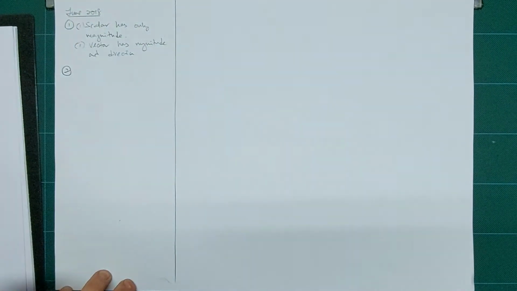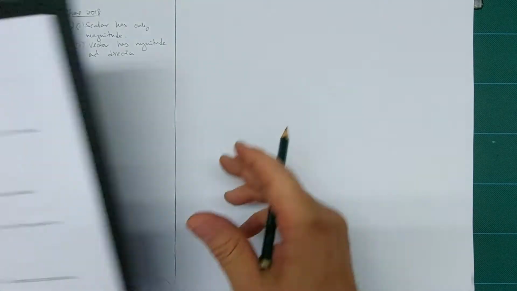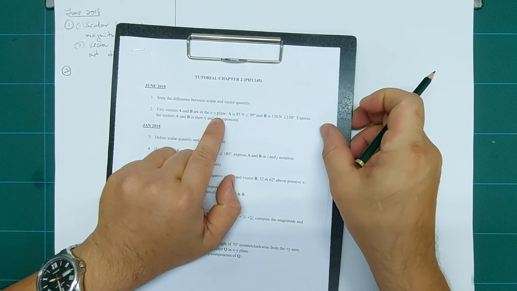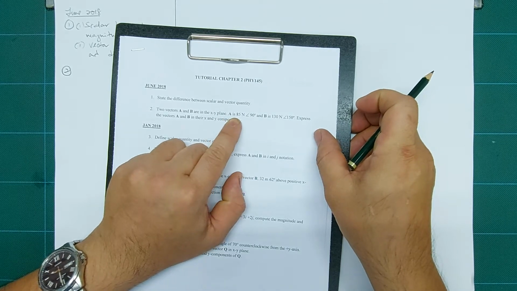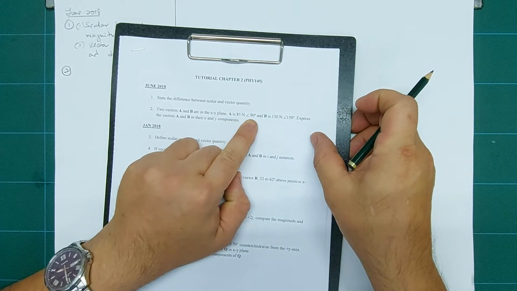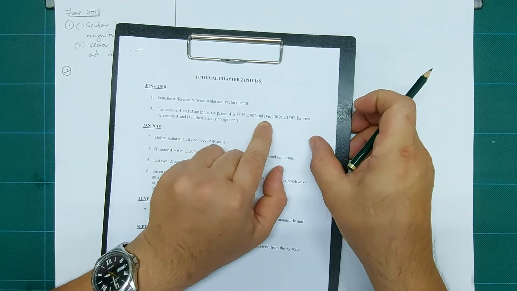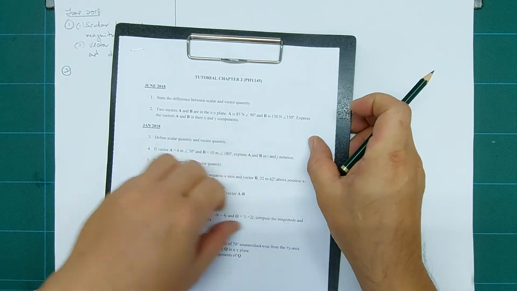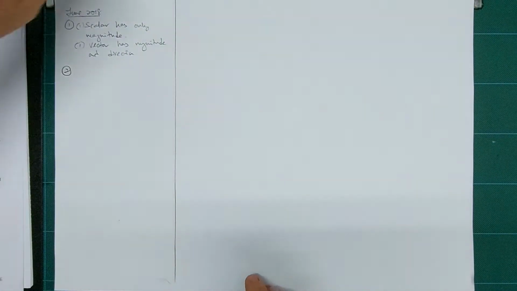Now number two, we have two vectors A and B in the XY Cartesian coordinate plane, so it's a two-dimensional vector. A is 85 newtons at 90 degrees, and B is 130 newtons at 150 degrees. Express the vectors A and B in the X and Y components.